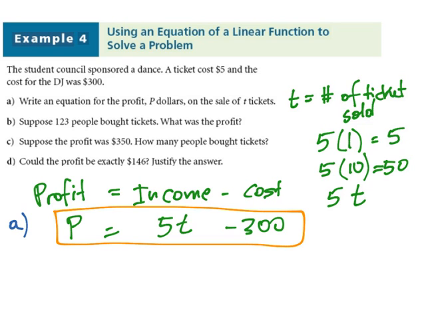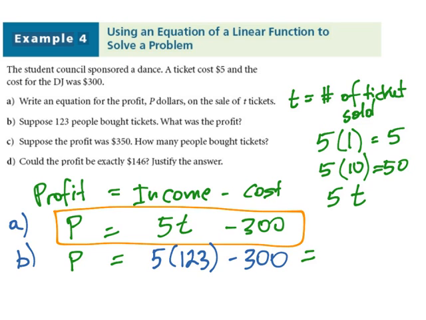Now suppose 123 people bought the tickets. What is the profit? That means our T value is 123. So our profit for B is 5 times 123 minus 300. So in this case, our profit turns out to be $315. That's our profit.